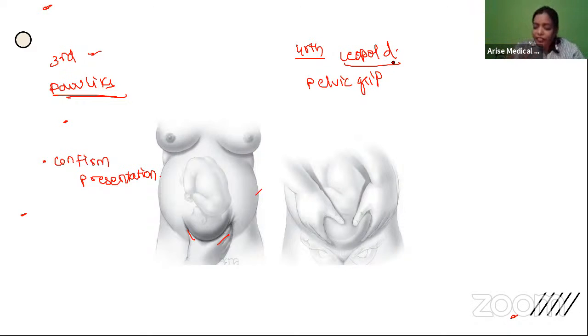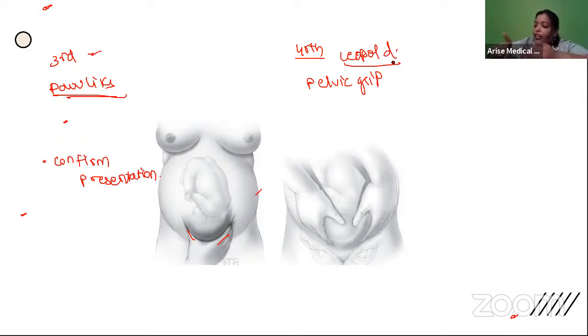Everything I'm showing you now can potentially be asked, because you always keep asking me what is the last minute I have to revise. Those are the last-minute points, the golden points I'm telling you. So, pelvic grip: you try to palpate.